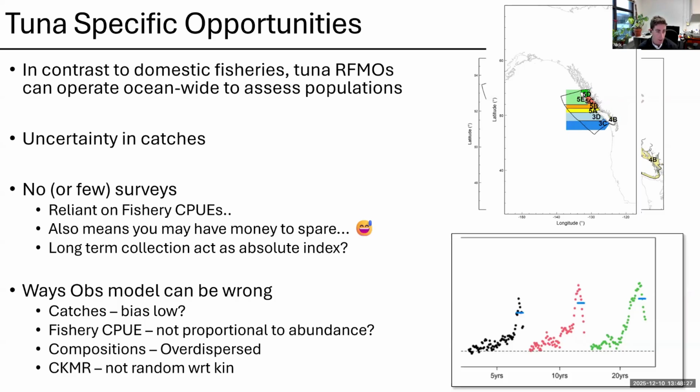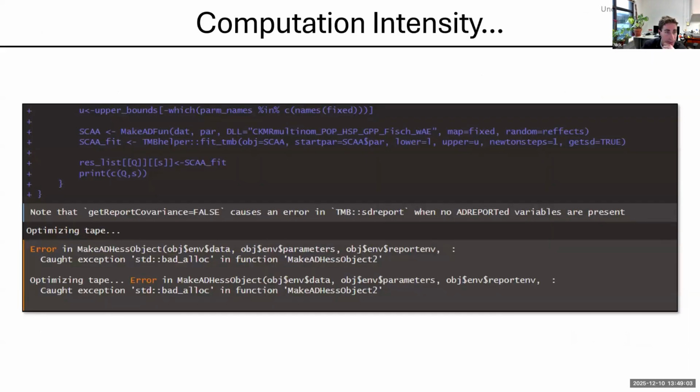What I recall from the tuna world is there are few surveys, pretty reliant on fishery CPUEs, and I posted this at the bottom right here. There's a reminder that these close-kin data can basically give you information on spawning biomass over a wide range of years, especially when you continue collecting them. It's basically an absolute abundance index, and you might be able to forego relying on those fishery CPUEs. So, obvious ways our observation model can be wrong for tunas, I think about these top two: catches and catch per unit effort, each of which close-kin can help you with.